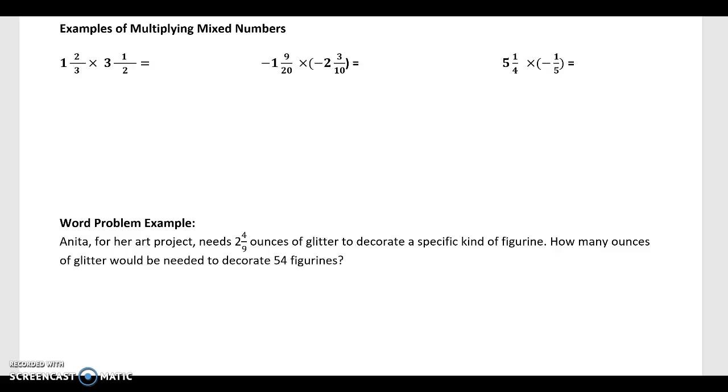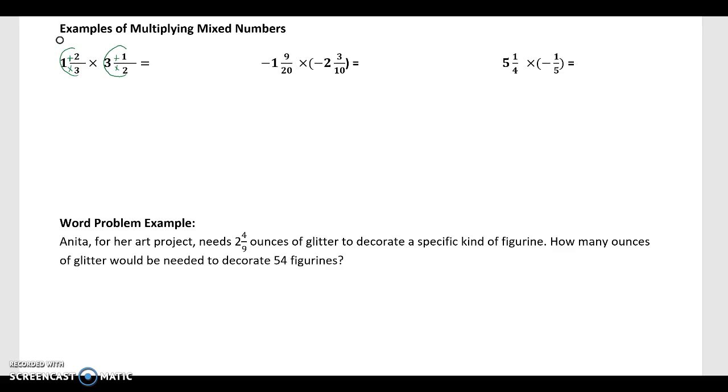Okay, so now let's look at some examples with mixed numbers. Our first step is always to change mixed numbers to improper fractions. Again, we're always going to put our X's and we work our way around this way.